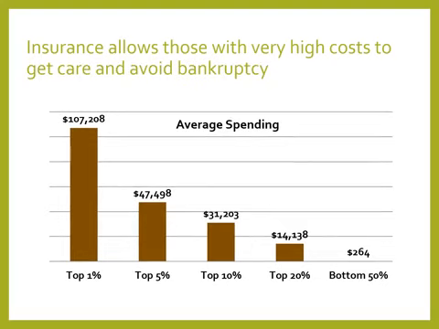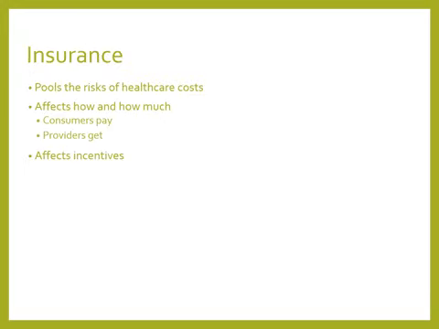Insurance allows those with very high-cost care to get care and avoid bankruptcy. So insurance is helping those in the top tier, the top 5, top 10, top 20%, avoid bankruptcy and actually pay these healthcare costs because of whatever chronic conditions they have that are keeping their costs so high. So what is insurance?